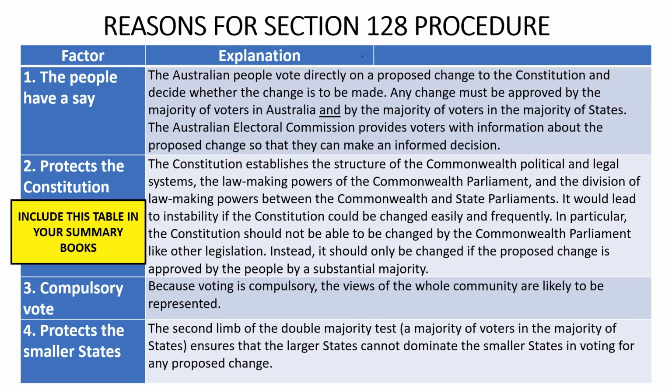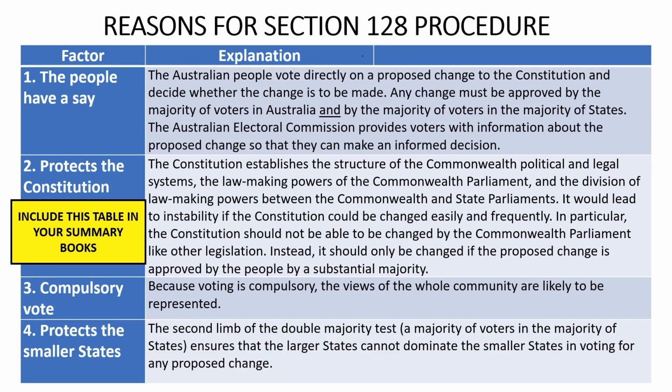The third advantage of the Section 128 procedure is that voting is compulsory. This means that every Australian voter must vote in the referendum. This in turn means that the views of the whole of the Australian community on the proposal to change the Constitution will be represented.